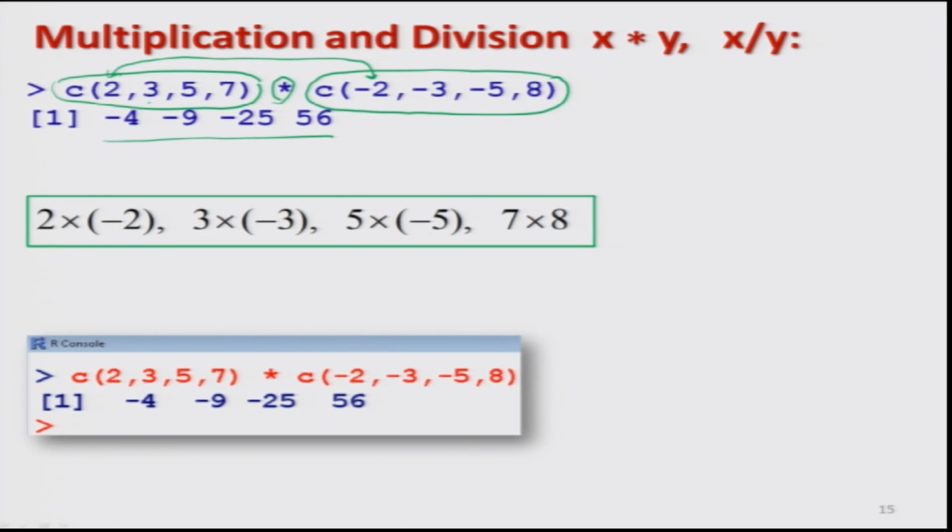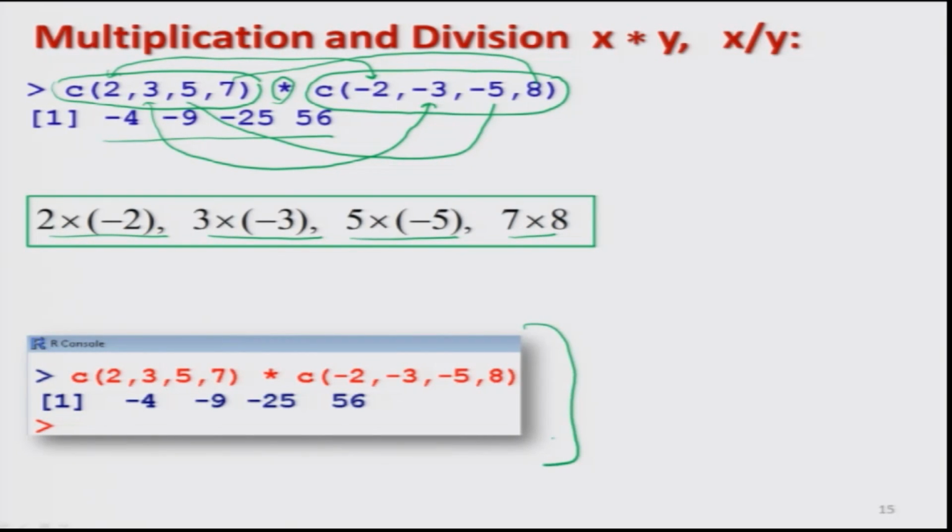If 3 is the second element, then 3 is being multiplied by the second value. 5 is at the third place, so 5 is being multiplied with the third value. And 7 is at the fourth place, so this is being multiplied by the fourth value, and we get 2 into -2, 3 into -3, 5 into -5 and 7 into 8, and we get this outcome. So, you can see that when we have vectors of the same length, their respective positions are being multiplied together. Okay.